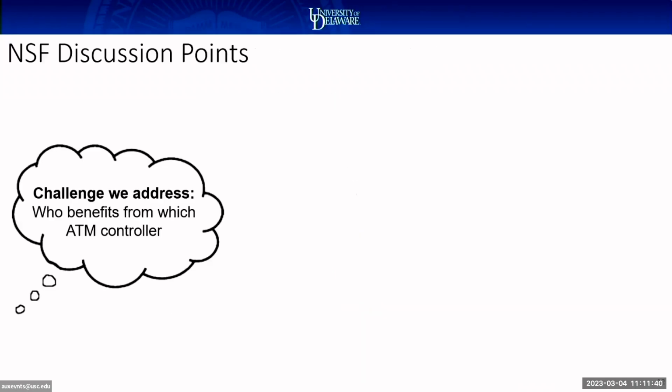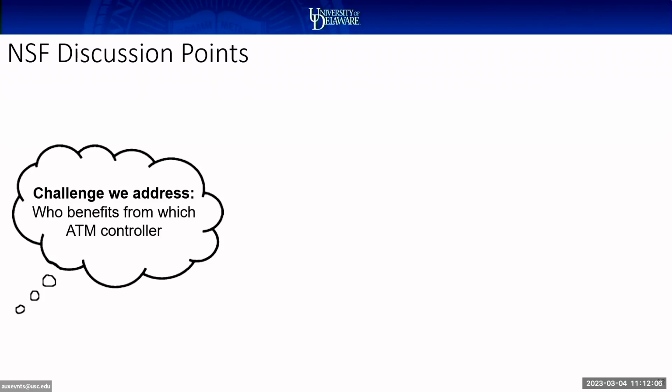So finally, the NSF discussion points. The first question is, what challenge are we addressing using computational modeling? As has been discussed a lot here, with these different patient populations, there's a lot of heterogeneity and differences between individuals. So it is really difficult to determine who will benefit from which version of an intervention, as well as how to change an intervention to be best for an individual.